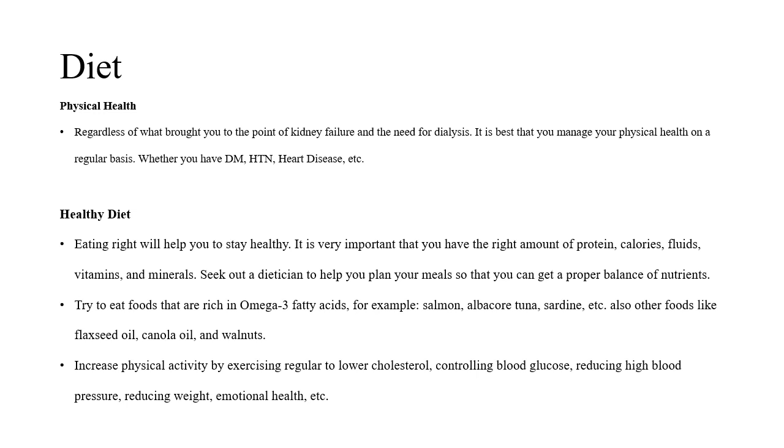Like I say, with physical activity, you want to increase your physical activity by exercising regularly to lower cholesterol. You want to control your blood pressure. You want to control your blood glucose. You want to reduce weight gain and look after your emotional health status. You want your mental health to be intact, and so on.